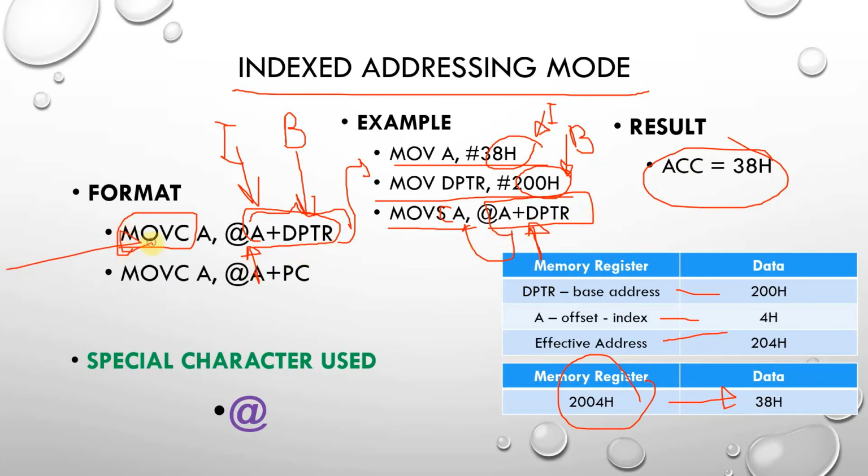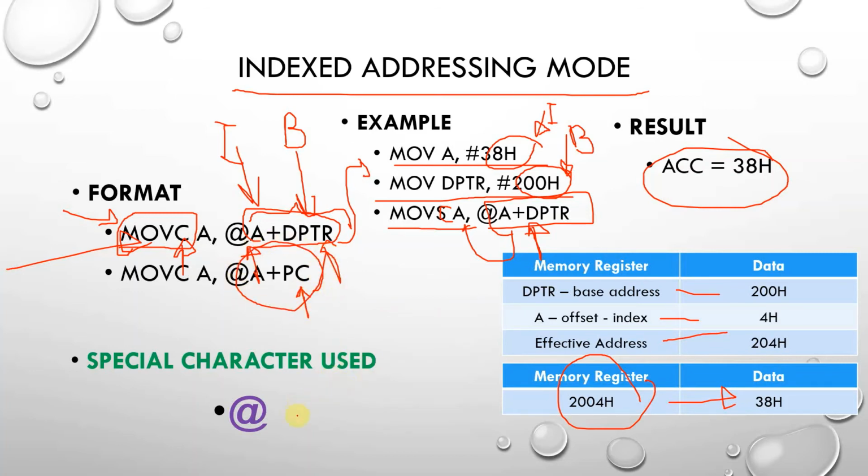This addressing mode is generally used when the data is stored in continuous memory locations and is not to be changed throughout the execution of the program, like constants or tabular data. In this, the MOVC means move the data present in the code memory, right? Now the DPTR can be replaced with the program counter or PC. Now the effective address will be A plus PC.